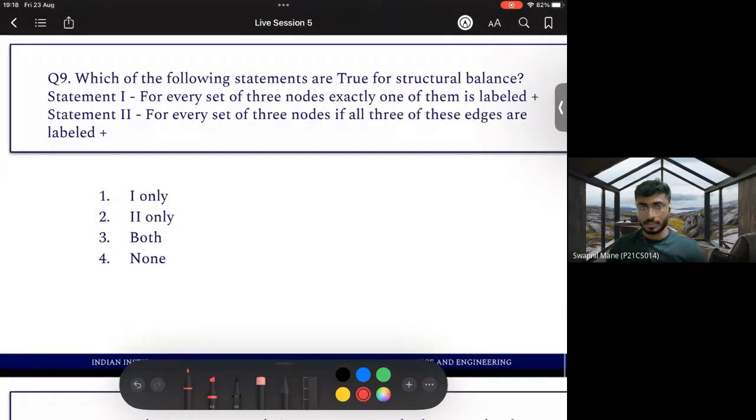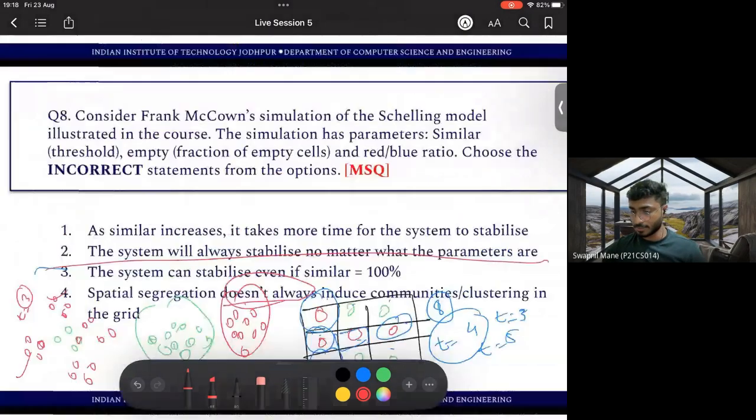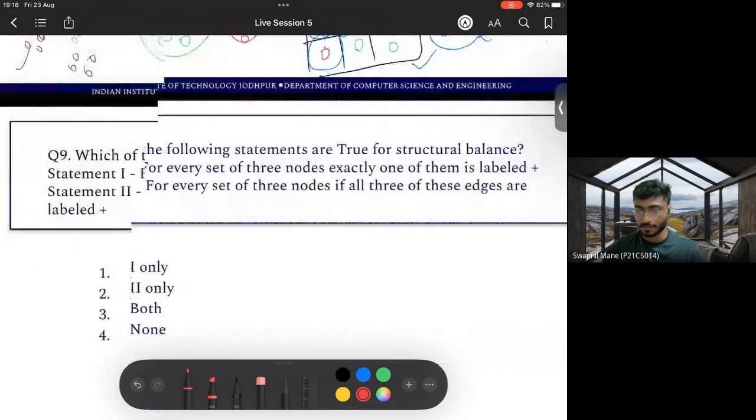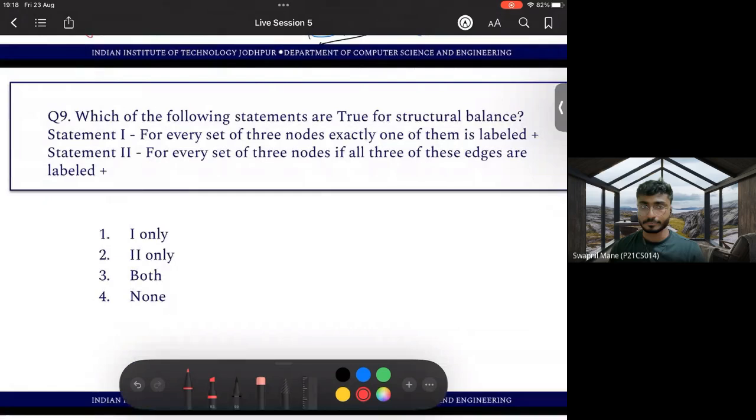Okay, I hope you guys understood this concept and question, and let me know any doubts or queries about this question. Yeah. Let's move to another question.